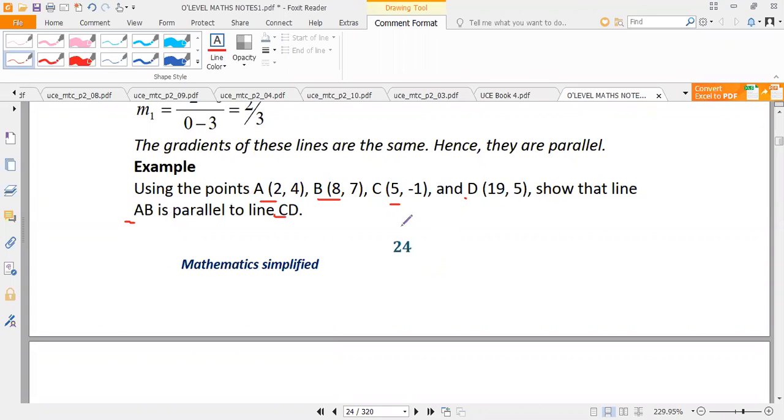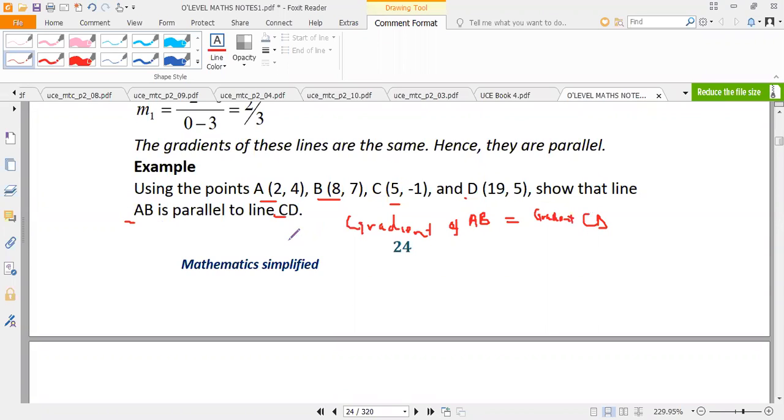So meaning that we shall first find the gradient of the line AB, which connects point A and B, and we also find the gradient of the line CD. So the two lines will be parallel if the gradient of AB is equivalent to the gradient of CD, then we say that those two lines are parallel.